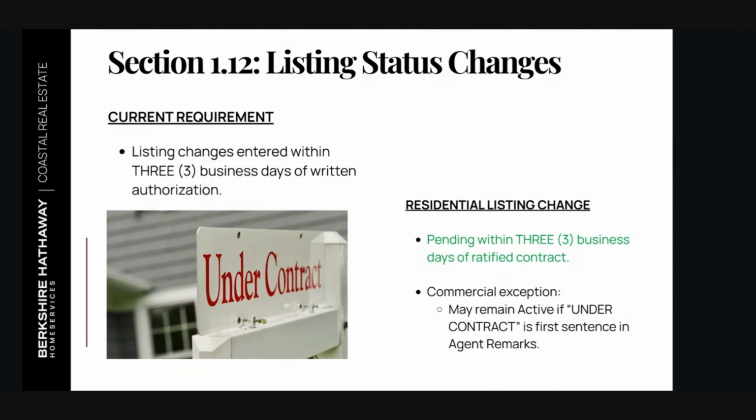The goal, again, is simple: keeping MLS data accurate and current so that other agents and the public understand the true status of the property. We know how important it is for us to know if the status on a property has changed any given time of day, when we're trying to do a comprehensive market analysis of a property. We base it off of what's sold, what's pending, what's active, and we need accurate information to help us serve the public. So again, it's to protect all of us.